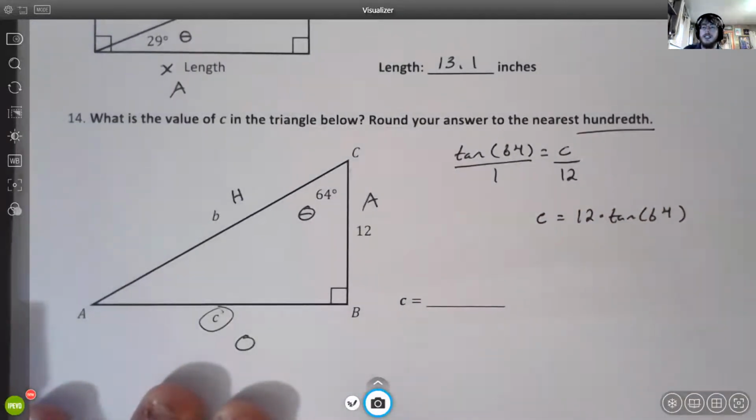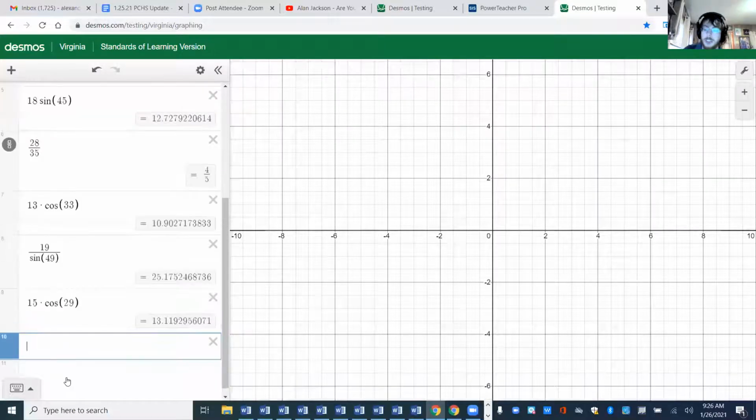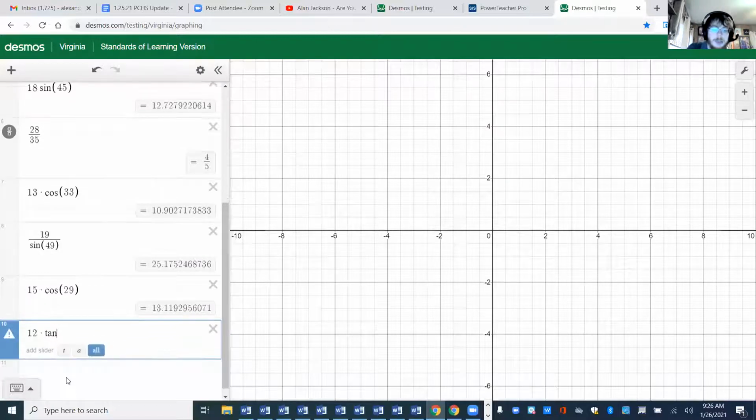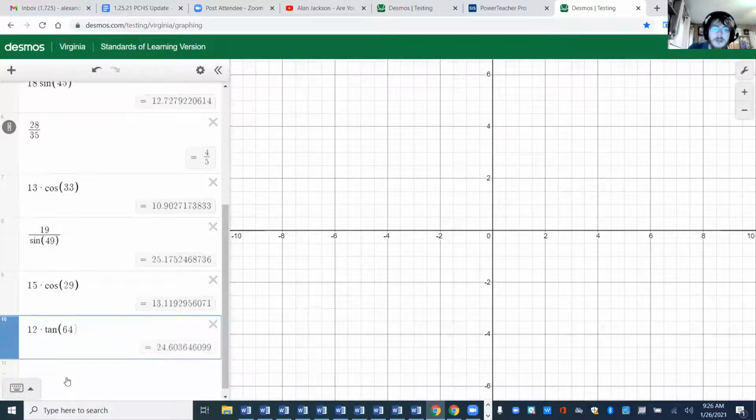Going to plug that into Desmos. We get that 12 times tangent of 64 is 24.60. So C is equal to 24.60.